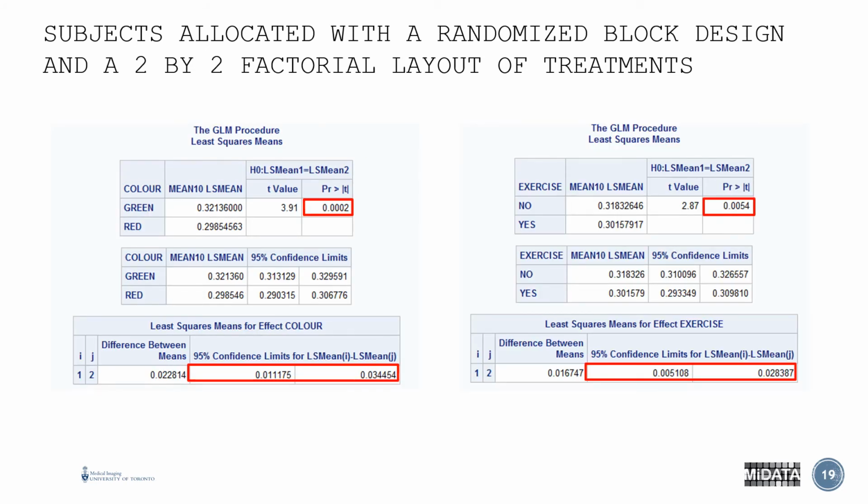Now in the least squares means, we asked to please compare color and compare exercise separately, and so that's what it's done. When you just compare color, you see that there is a significant difference between color. The difference is 0.0228. Here's your confidence limit. And when you compare exercise on its own, so just yes exercise, no exercise, you also get a significant difference between the means, and here is the confidence limit, which of course does not include 0.